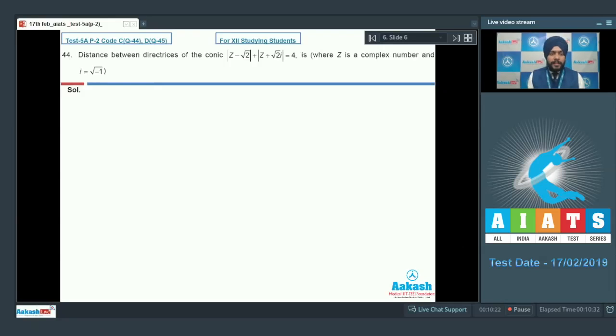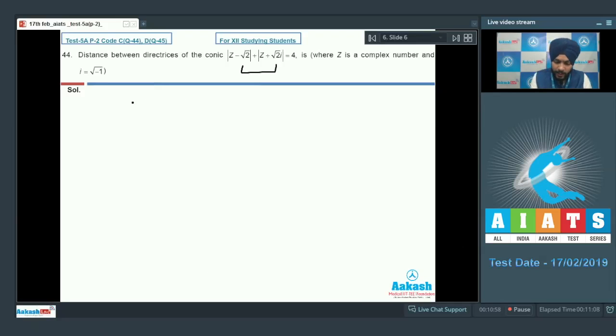Question number 44 says that the distance between the directrices of the conic modulus of z minus root 2 i plus modulus of z plus root 2 i equals 4. So students, mod of z minus z1 plus mod of z minus z2, sum of distances of z from two fixed points z1 and z2 equal to some constant, is an ellipse if the distance between these 2 points is less than 4. Okay, so distance between these 2 points is 2. So definitely it is an ellipse.